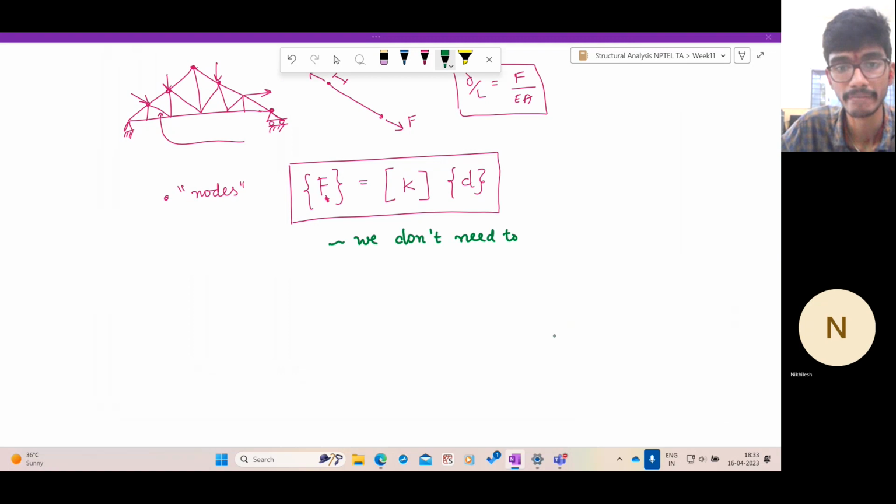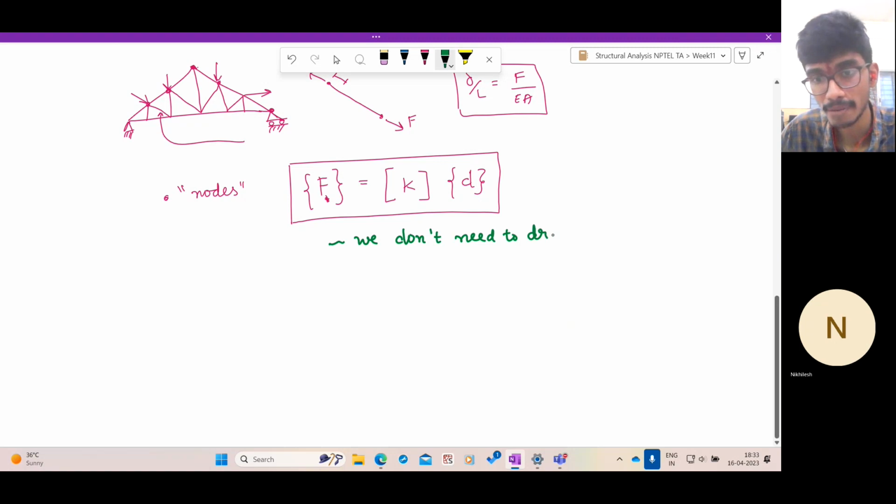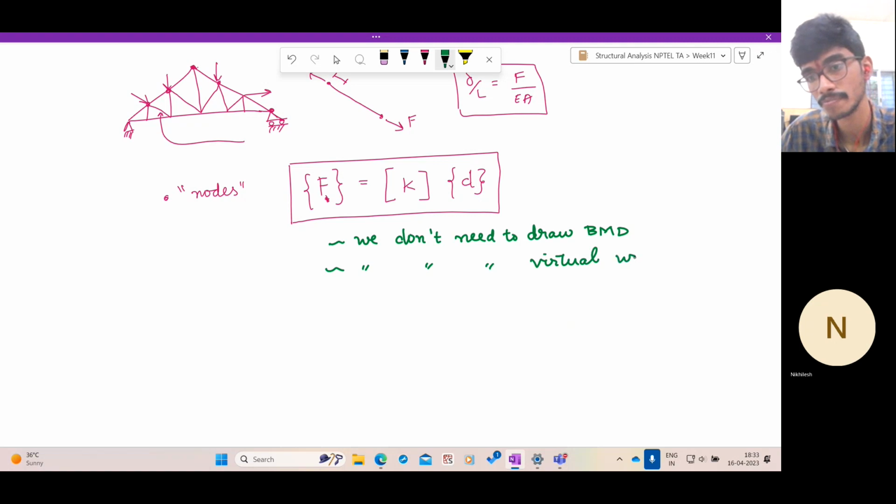Yeah, thank you. So we don't need to draw bending moment diagrams. We don't need to use any virtual work, nor do we have to enforce equilibrium. So that is the biggest advantage of this method.